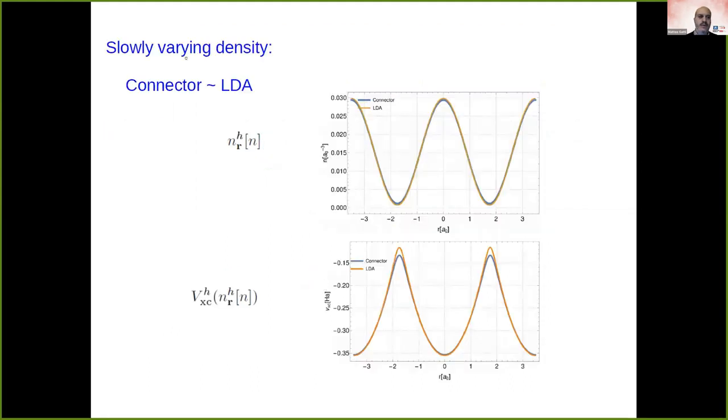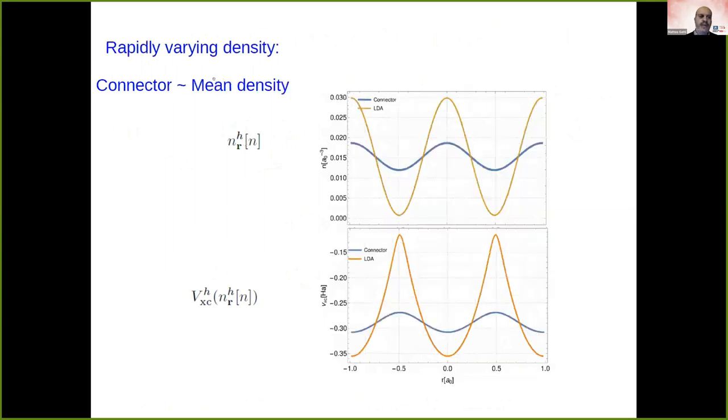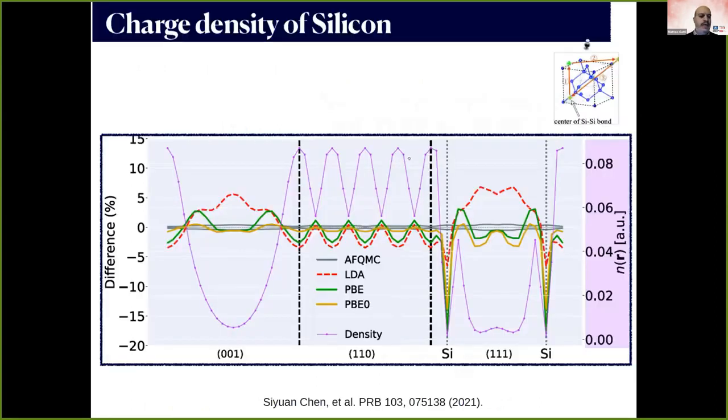For slowly varying density, we obtain the LDA. For rapidly varying density, instead, the connector tends to a mean density approximation. It becomes a non-local functional of the density. Then we have calculated the density in the case of silicon, using this connector approximation. This is a comparison with the accurate quantum Monte Carlo results that I've shown you at the beginning.